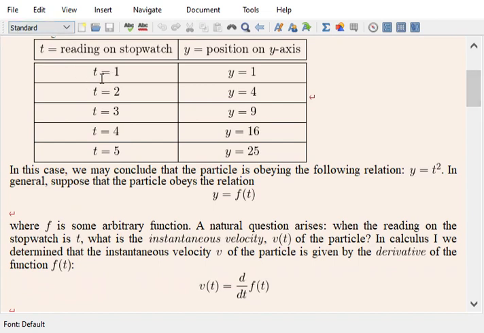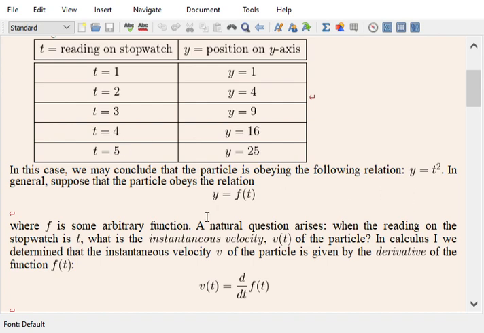So for example, let's say that we observe the following data. t is the reading on the stopwatch, and y is the corresponding position on the y-axis that we observe the particle at. These could be seconds, minutes, it doesn't really matter. These are units of time, these are units of length. Doesn't matter what they are. In this case, we can conclude that the particle is obeying a pretty simple relation, namely, y appears to always be the square of the corresponding reading on the stopwatch. So y is equal to t squared.